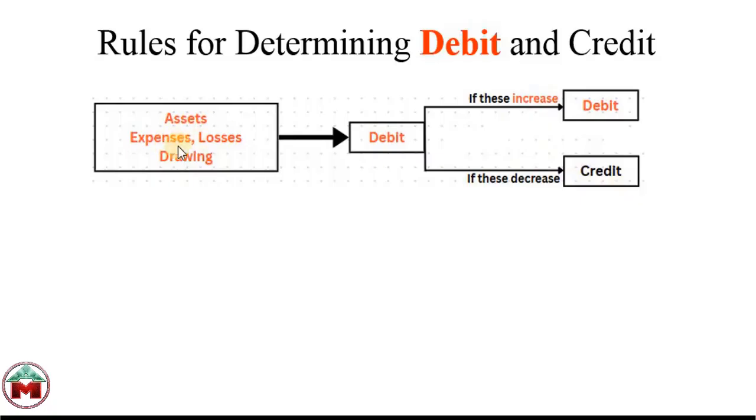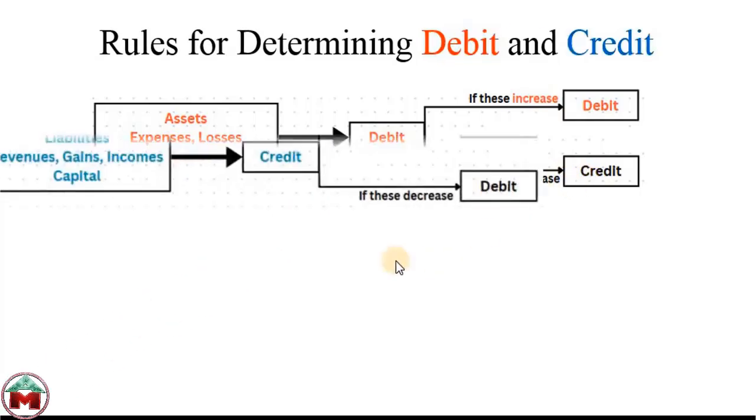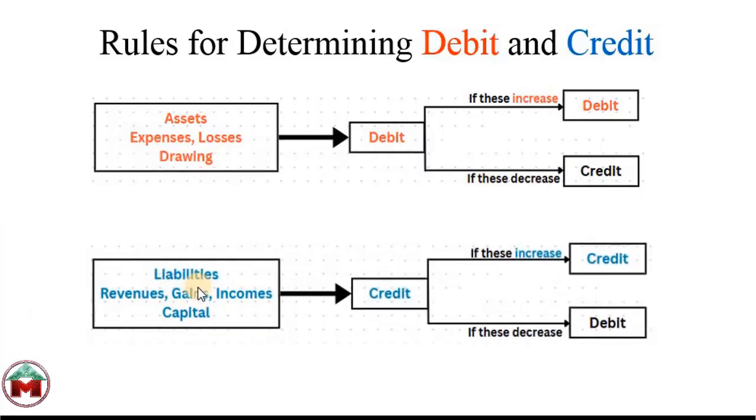Normally these are the debit items. Whenever there is an increase, it should be shown on the debit side, but if there is a decrease in assets, expense, drawing, it should be credit. On the other hand, you can see liabilities, revenues, gains, incomes, and capital. We can see these are the credit items. If there is an increase in credit items, it should be credit.